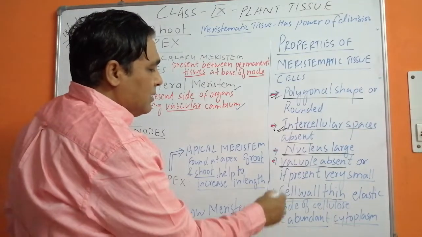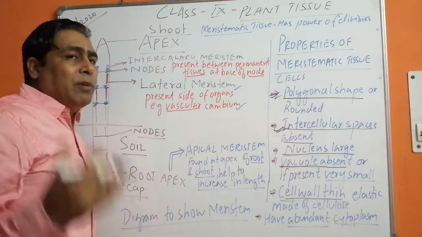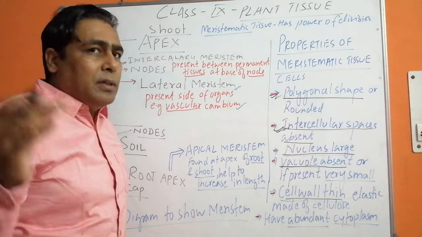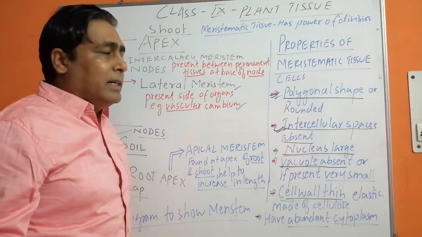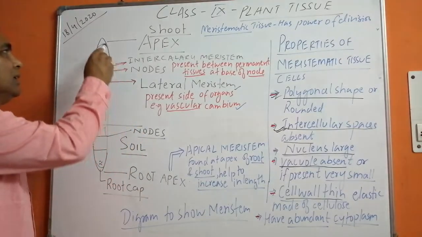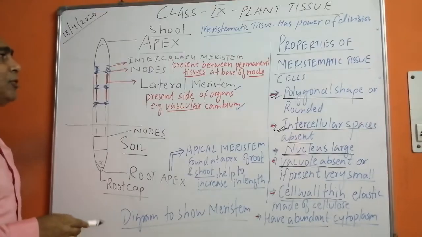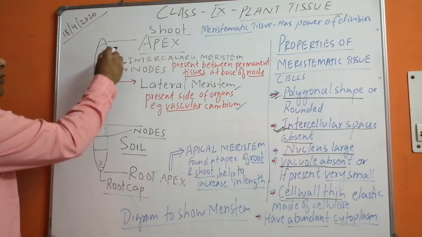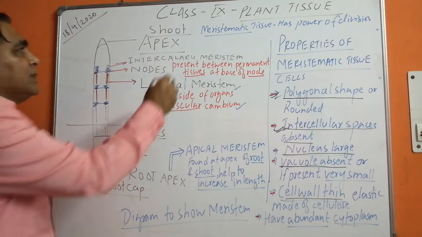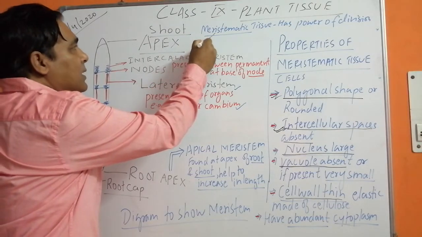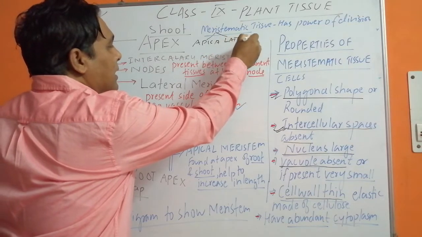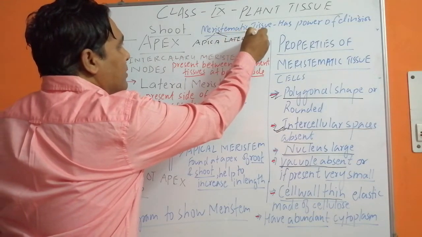Now why are these things there? Because the cell has to divide. That is why they are thin walled. They have to take a shape when they have been differentiated. Now I am going to tell you about the parts of a meristematic tissue, where they are found. As we discussed in the earlier lecture, meristematic tissue is of three types: apical, lateral and intercalary.